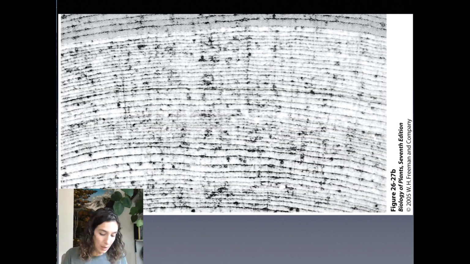Now we can see a little bit more closely that we have this very consistent pattern of lines on top of one another, line after line. These are all different years of secondary xylem. Let's look a little closer. Let's zoom in, say, on this section right here.